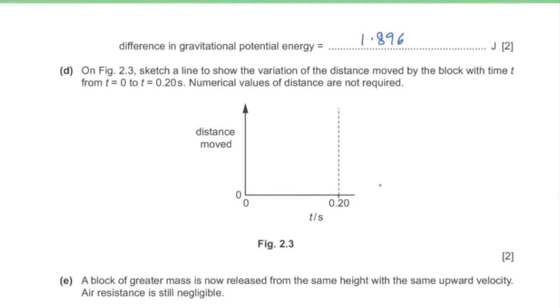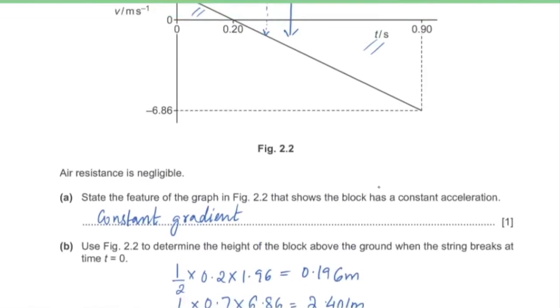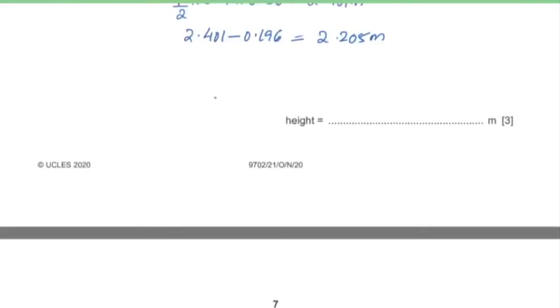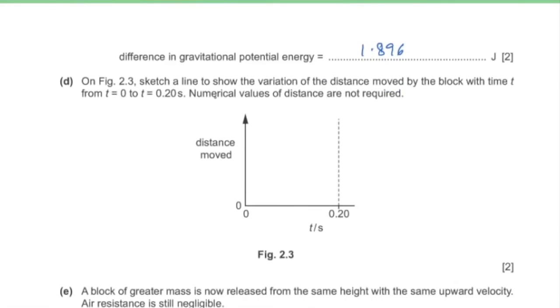Part D, on figure 2.3, sketch a line to show the variation of the distance moved by the block with time t, from t = 0 to t = 0.2 seconds. Numerical values are not required. So from t = 0 to t = 0.2 seconds, the block moves with constant deceleration. So in a distance versus time graph, you represent this constant deceleration with a decreasing gradient graph.